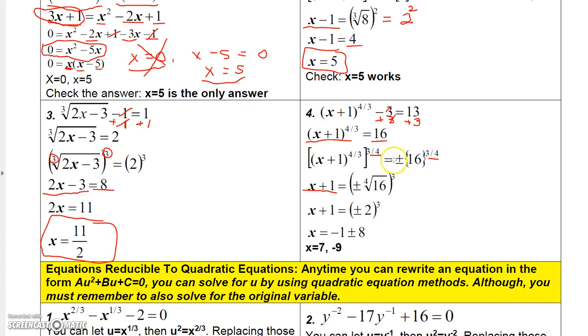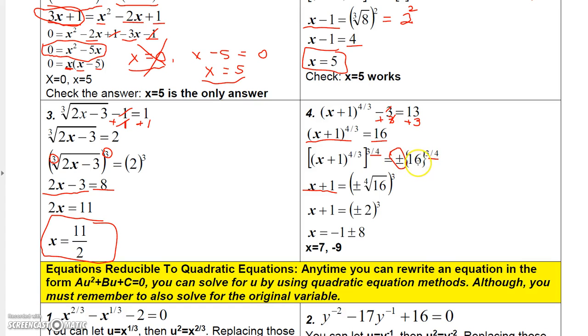Now, notice something here. This is really nasty. Notice I put plus or minus. The reason I put plus or minus is because I'm applying an even root. When I apply the 3/4 power, I'm applying an even root. It's like when you apply a square root, you know, the answer is plus or minus. So I'll show you at the end here that I get two answers that work. So anyway, it's plus or minus because I applied an even root.